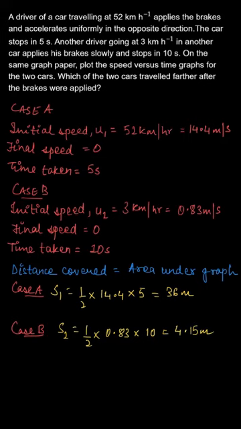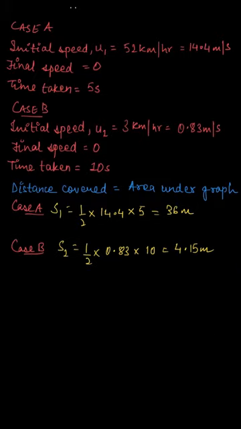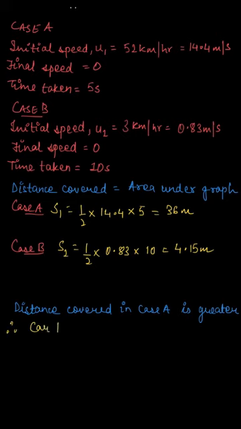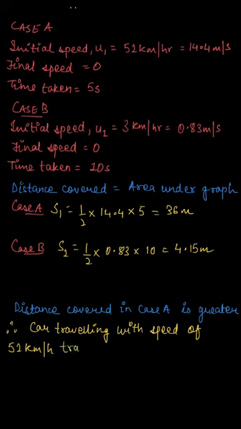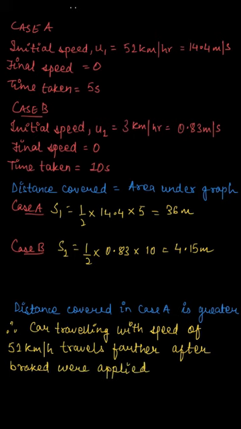So from these two data, we can easily say that car A has traveled greater distance as compared to car B. So we can conclude by saying that the car traveling with a speed of 52 km per hour, that is 14.4 meter per second, will travel a longer distance after the brakes were applied as compared to car B, which travels only 4.15 meter.